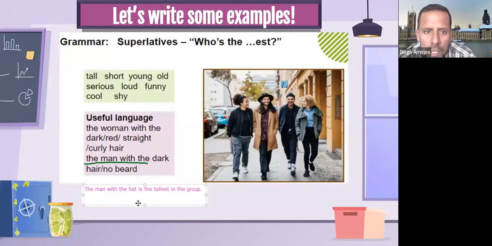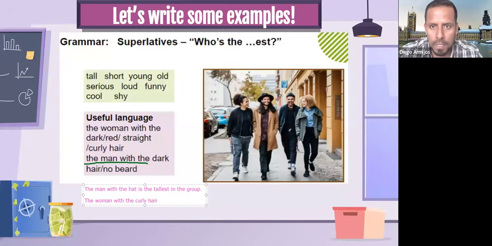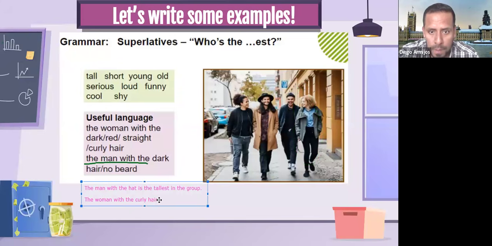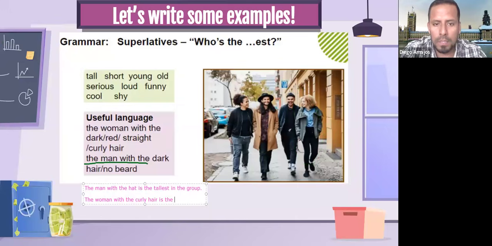The woman with the curly hair, which is this girl over here, okay? The woman with the curly hair is the coolest. Let's put the coolest. All right, the woman with the curly hair is the coolest.